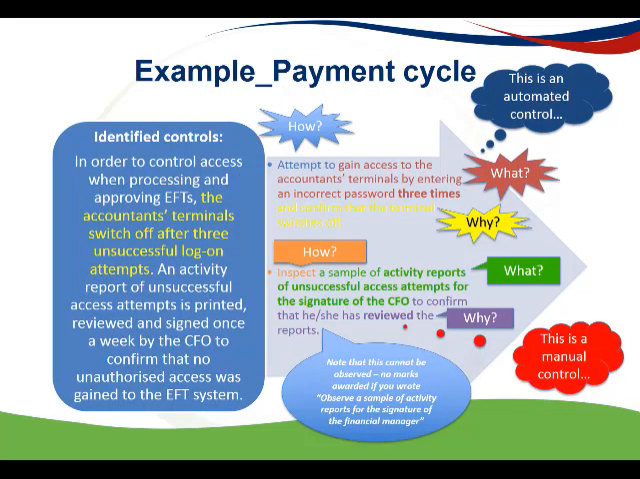The third control is: in order to control access when processing and approving EFTs, the accountant's terminal switches off after 3 unsuccessful log-on attempts. Again, this is an automated control. So we will attempt to gain access to the accountant's terminal by entering an incorrect password 3 times and confirm that the terminal switches off. You will see that we have addressed the how, the what, and the why. Let's look at the next internal control.